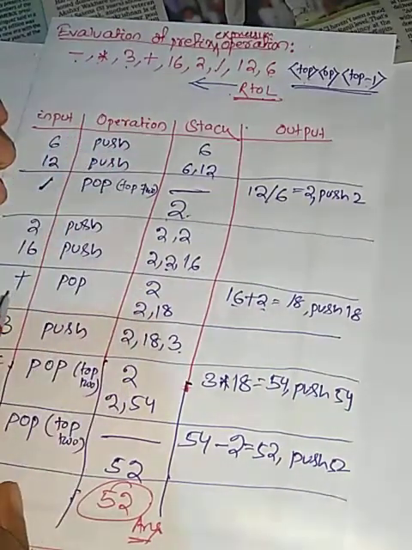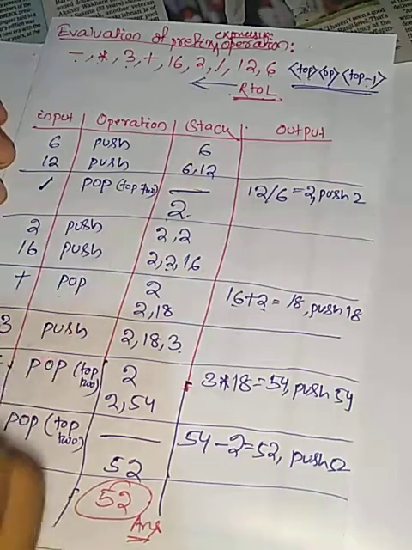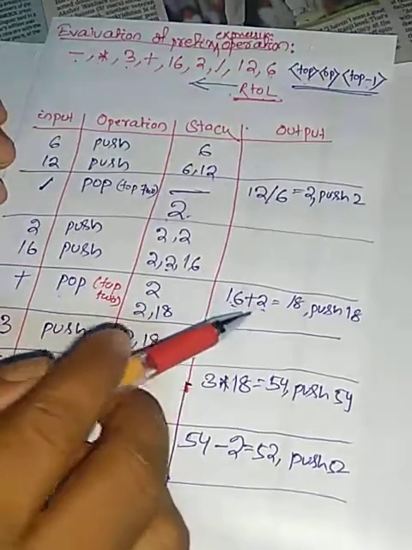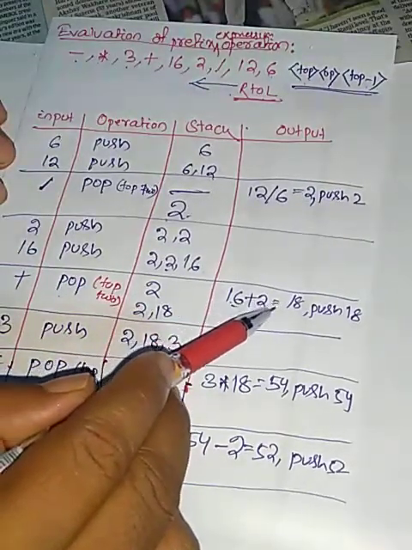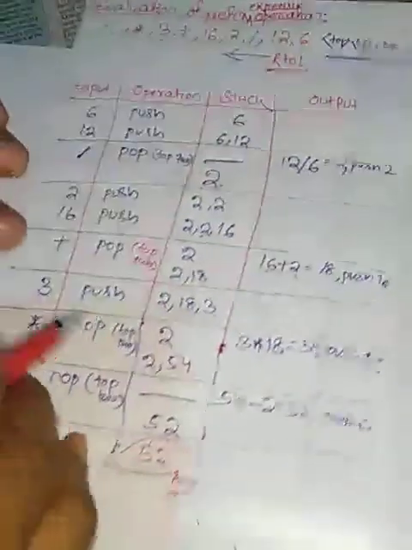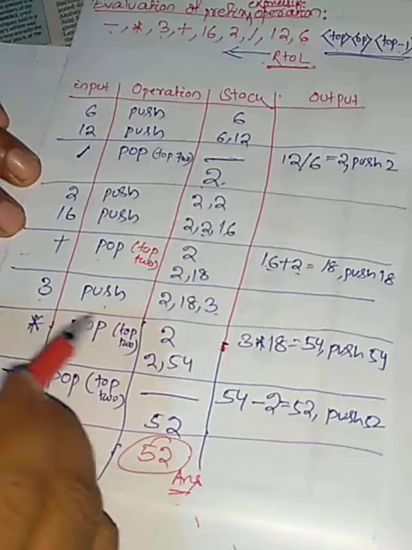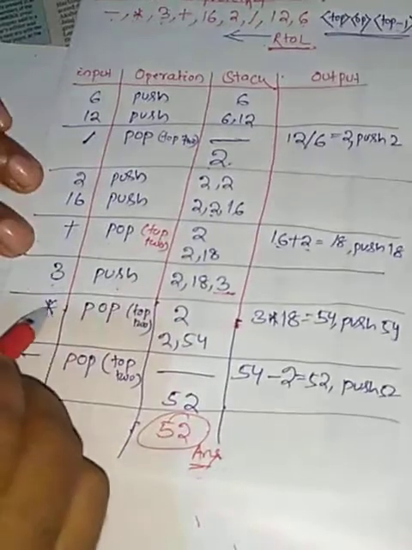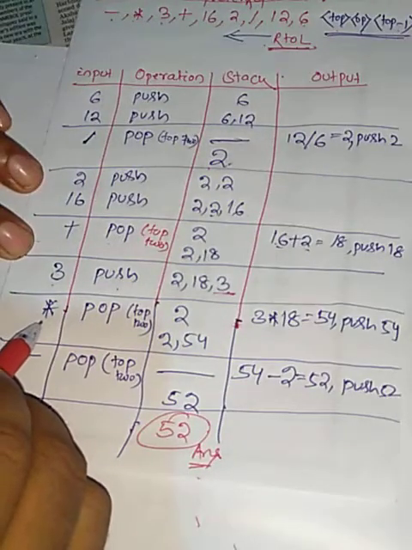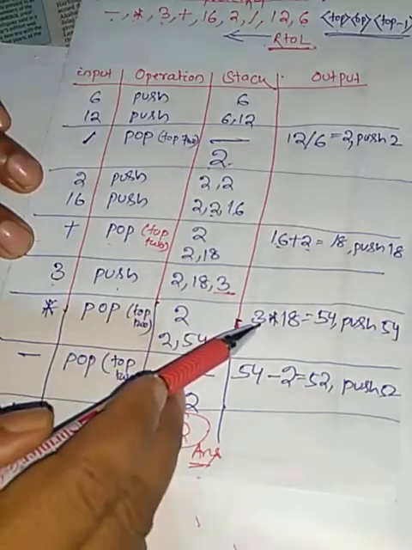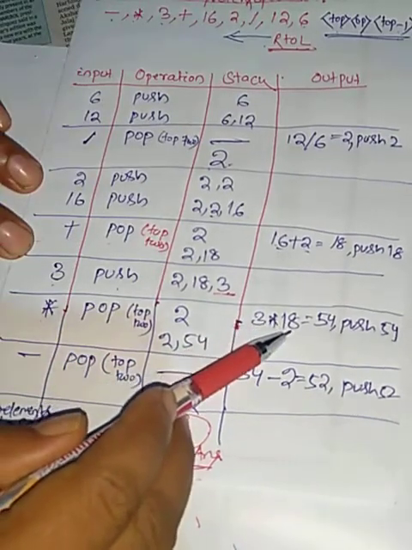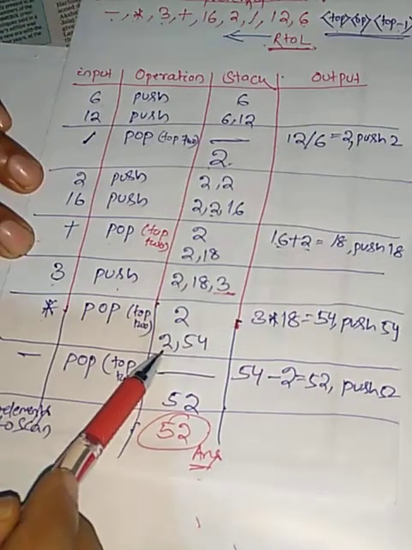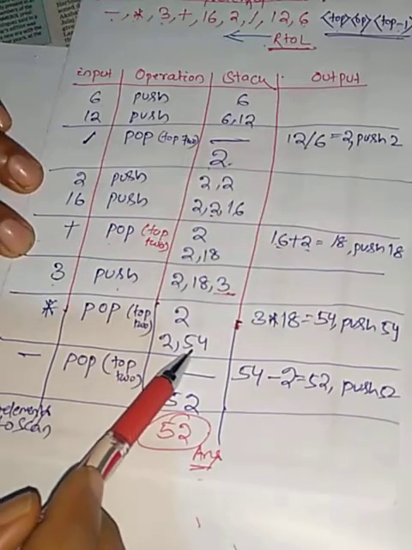Then when we encounter another operator plus, we will pop top 2 elements, 16 and 2, and the operation will be top operator top minus 1, which is 18, then push 18. Then again operand 3 comes, then we will push it again, 2, 18 and 3 subsequently on the stack with 3 on top. Then the operator multiplication comes, we have to pop top 2 elements, then we operate top operator top minus 1 equal to 54, and we push the result 54. Now we have 2 elements on the stack, 2 at the bottom, 54 on top.